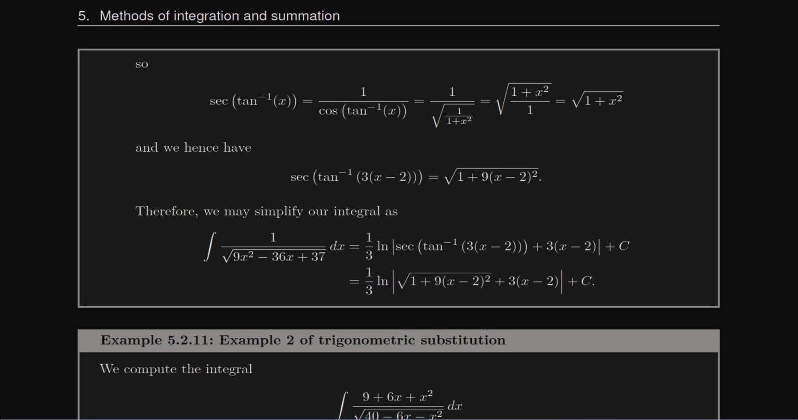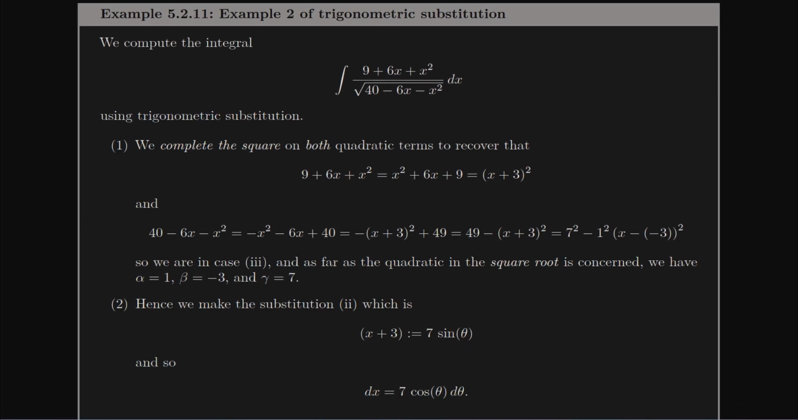Hopefully you can appreciate what trig sub is all about now. We'll move on to the next example, which is the integral of 9 plus 6x plus x squared over root 40 minus 6x minus x squared. Big question becomes, which of the quadratics should we complete the square on?